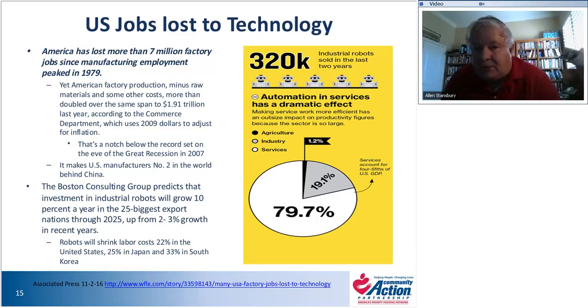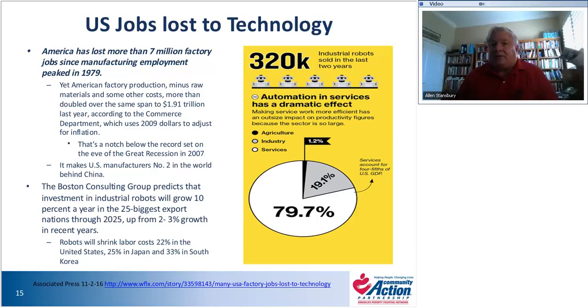Well, before you go to that, I just want to call attention to the graphic, which was created from Ball State University. Their research on the impact of automation and technology starts off with 320,000 industrial robots sold in the last 2 years. And the impact on that has been mostly on services, almost 80%, 19% on factory jobs, and the remaining 1.2% on agriculture. I just wanted to call that to your attention. Moving on to the next slide.